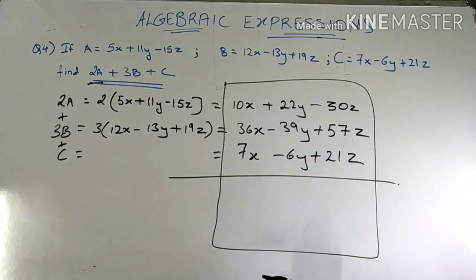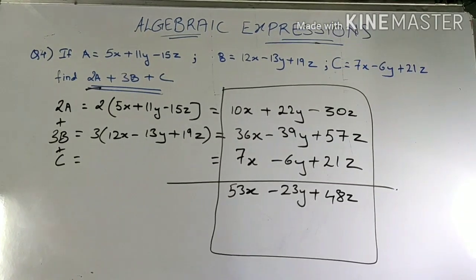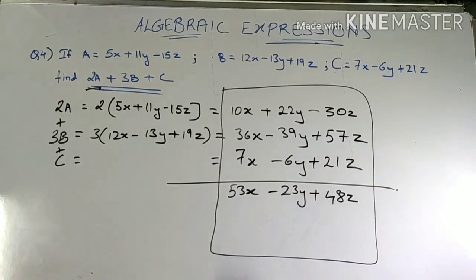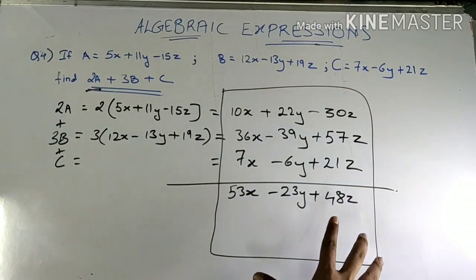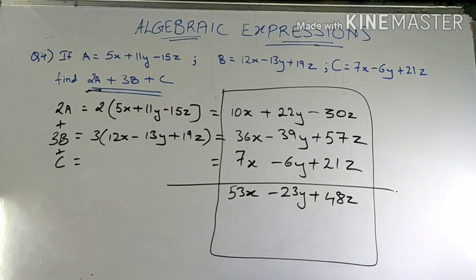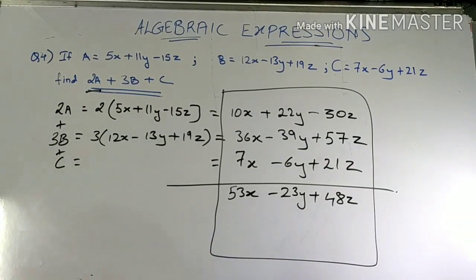So we know how to add. Try it by yourself by pausing the video and then cross check whether your answer is correct or not. So this is your answer, 53x minus 23y plus 48z. Operating addition and subtraction on all the terms, all the like terms you may say.